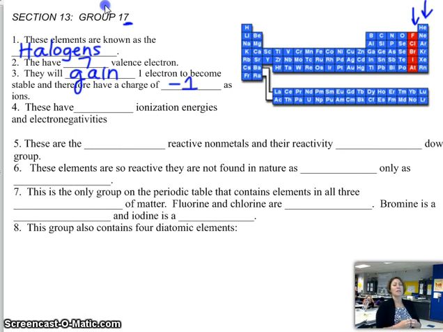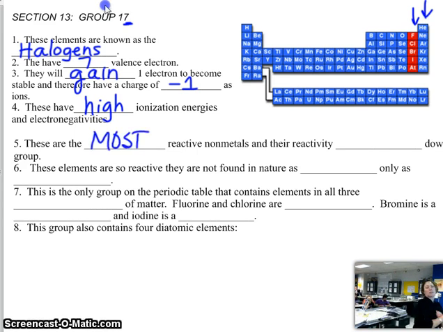And what that means is that it's very hard to take away their electrons. So they have high ionization energies. It requires a lot of energy to remove their valence electrons. And they have high electronegativities. They're very attractive. They attract others' electrons well. These are the most reactive nonmetals on the whole periodic table.